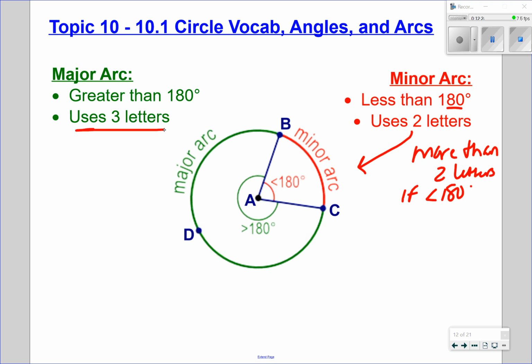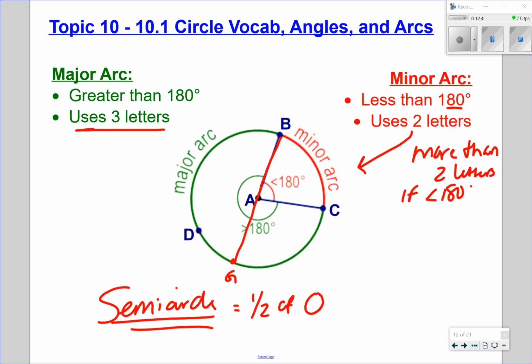Does anybody know what a semicircle could be? Think to yourself for a second. A semicircle. Let's say I went ahead and made a line or a diameter. Let's just go ahead and call this point G. A semicircle is literally half of a circle. So our semicircle here could be arc BCG, or we could go ahead and call it arc BDG. Your semicircle is half of a circle, and both of those would measure to be 180 degrees.